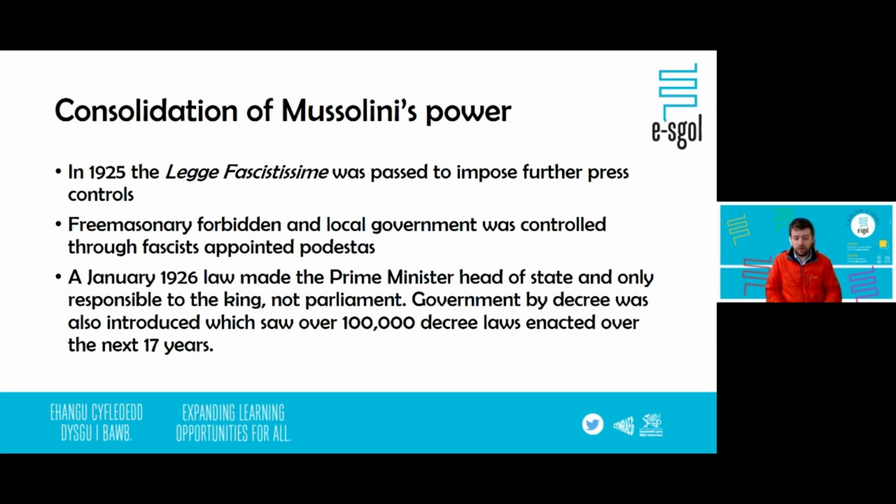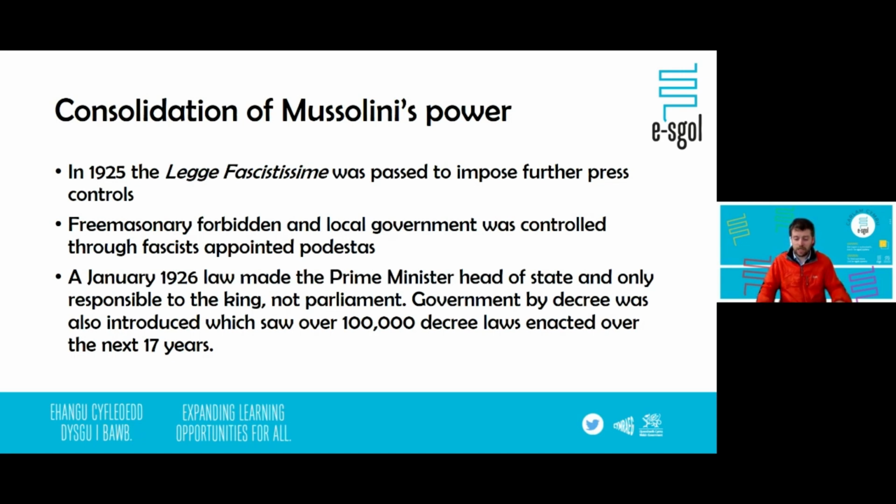In 1925, he capitalised on that to introduce the Legge Fascistissime, which imposed further press controls. He forbade Freemasonry. Local government was to be controlled by fascist-appointed podestas. And a January 1926 law made the Prime Minister head of state and only responsible to the King, not Parliament anymore. Only the King could dismiss him. And government by decree was introduced.